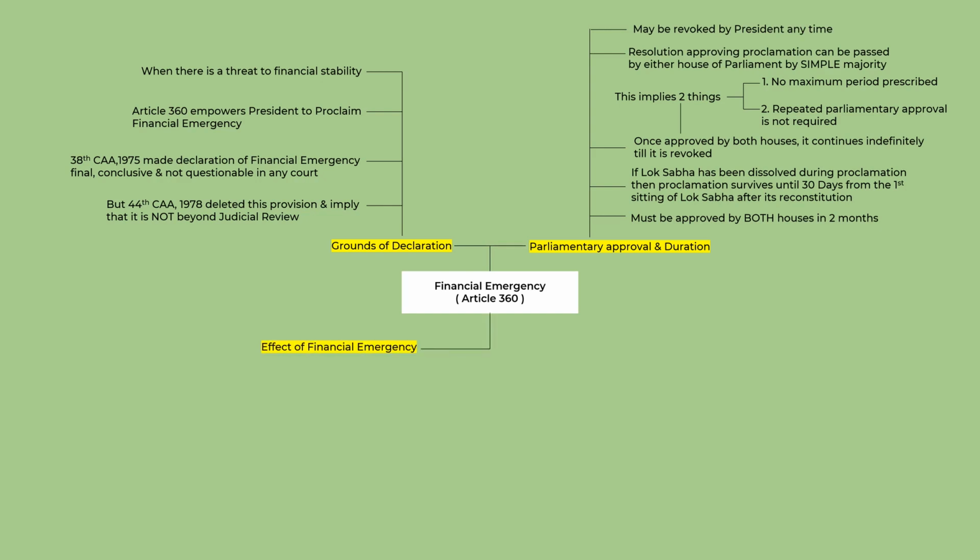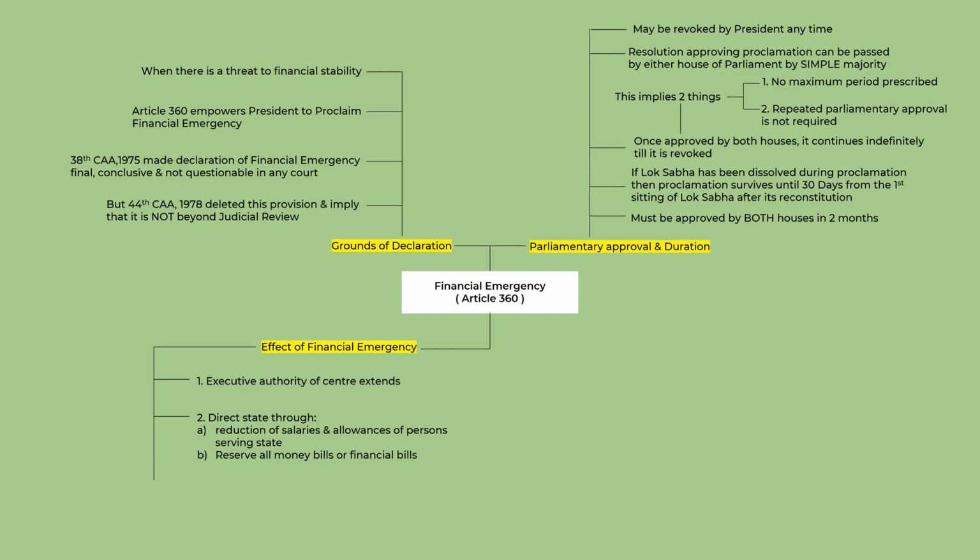Effects of financial emergency. First, the executive authority of the center extends to directing states through reduction of salaries and allowances of persons serving the state, and reserving all money bills or financial bills. Third, the President may issue directions for reduction of salaries and allowances of persons serving the union, judges of the Supreme Court and High Court.